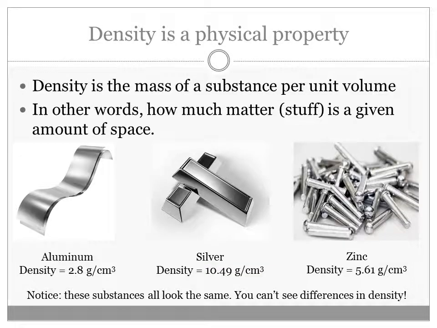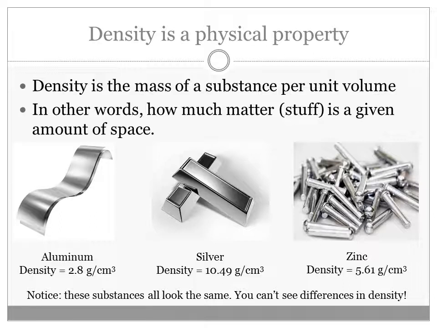First of all, what we're talking about is density. Density is a physical property. It's the mass of a substance per unit volume. In other words, it's how much matter or stuff is in a given amount of space. I think the idea of density is something you're at least familiar with, and we're going to focus more on learning how to calculate it and compare it and use that to identify metals and other objects.